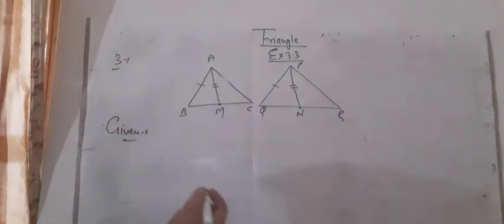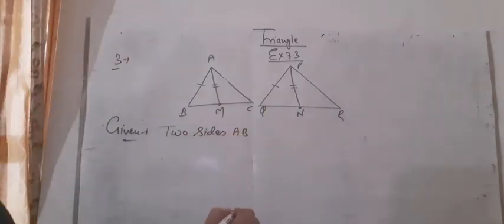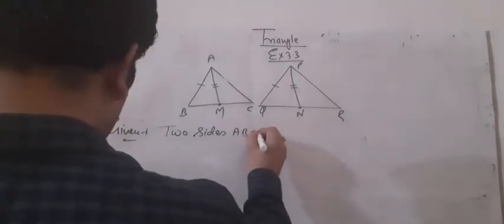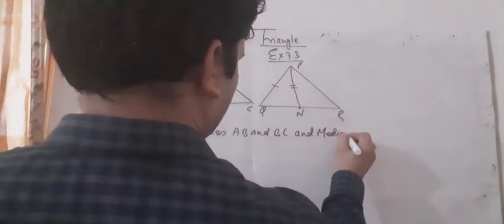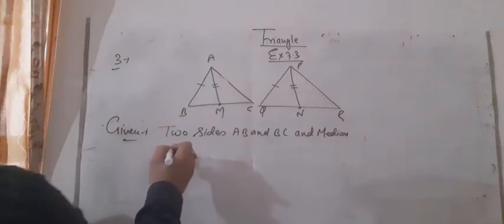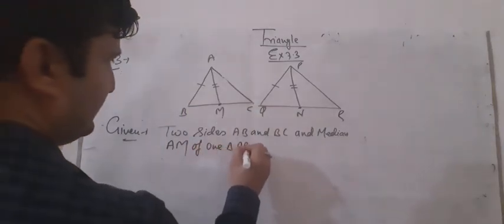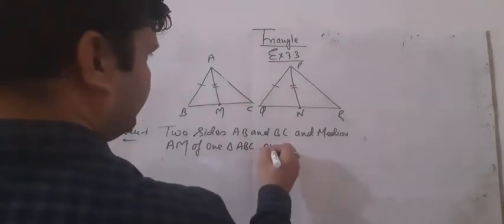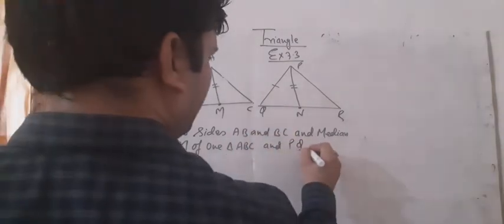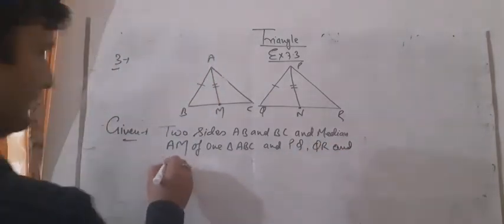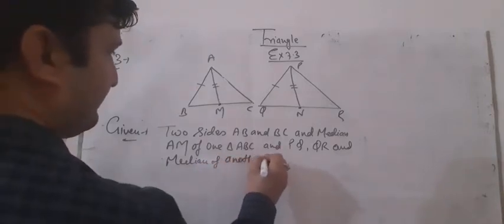So what will we write first? What is given? Two sides AB and BC and median AM of one triangle ABC, and similarly PQ, QR and median of another triangle PQR.